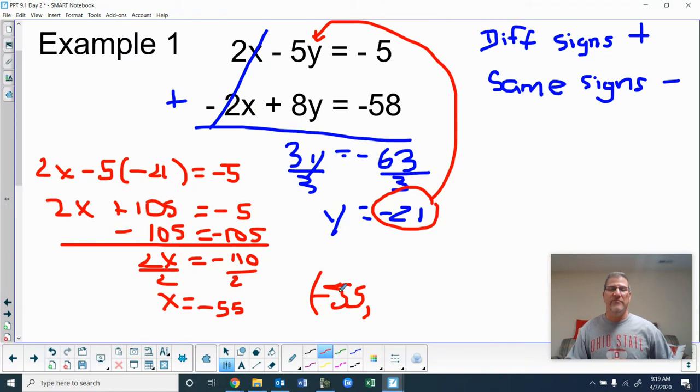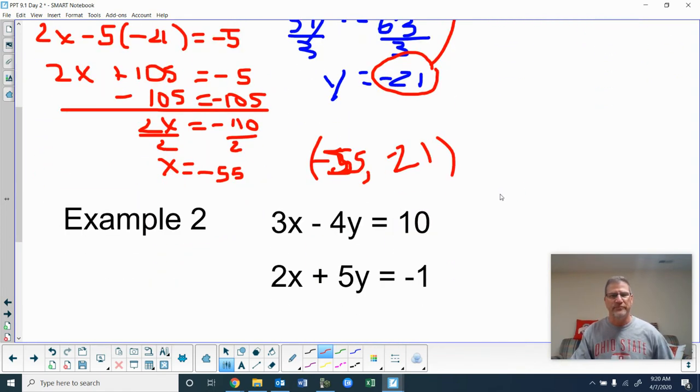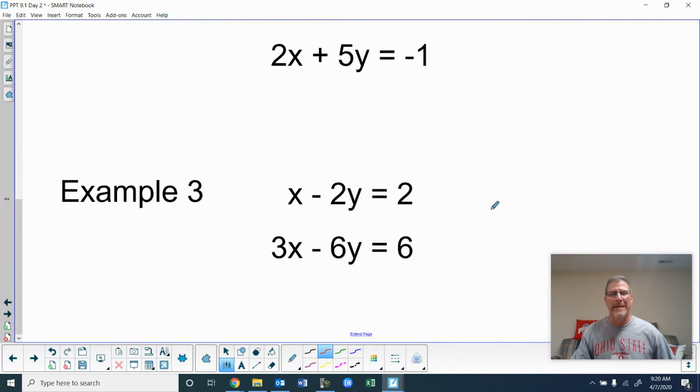Wow, let's try to redo that. Negative 21. I got to relax. All right, sorry, so sloppy. All right, so that's using elimination to solve a system of equations. That's our first example. Here's our second example.